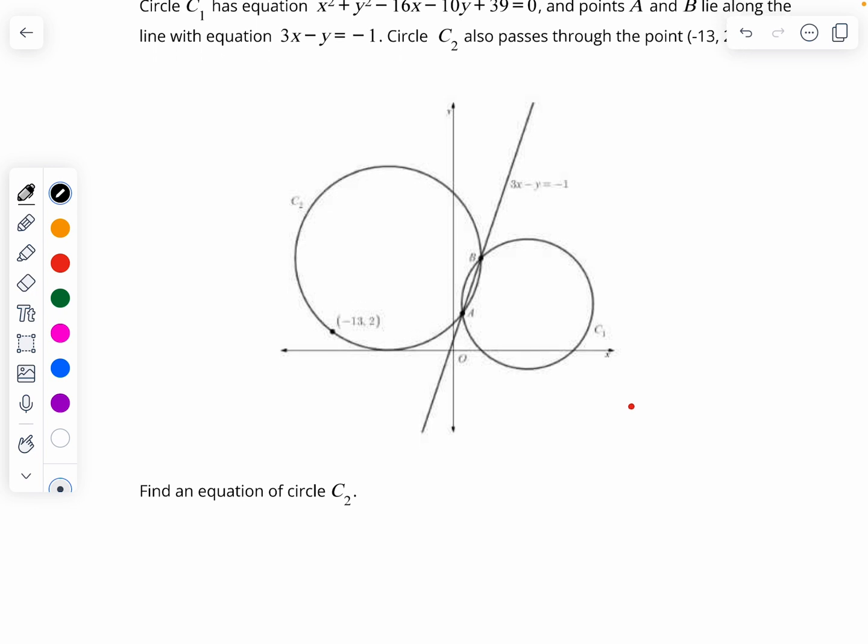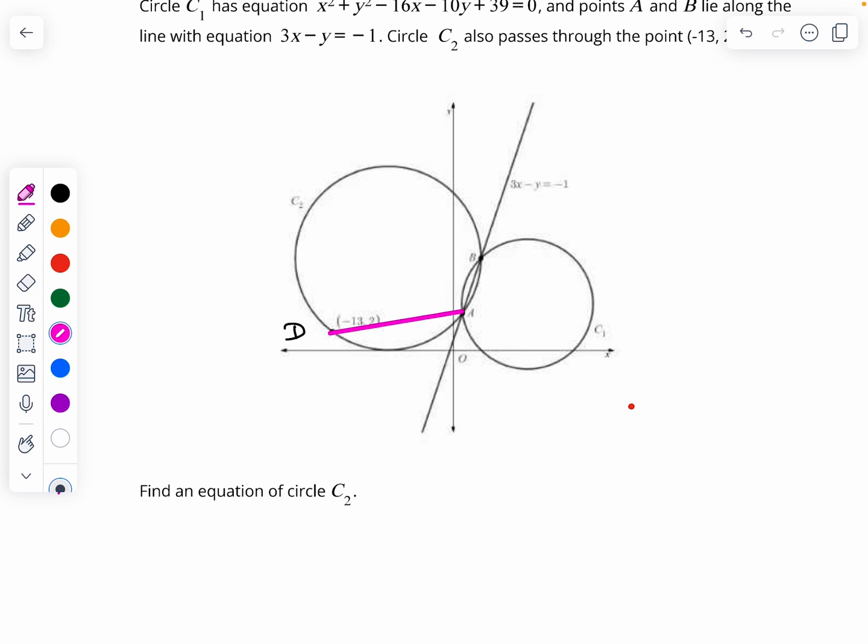Let this point be D. Let (-13, 2) be D. Then I am going to join AD. AD is the chord. That will be easier. AD will be the chord. Now I am going to find the perpendicular bisector for AD.